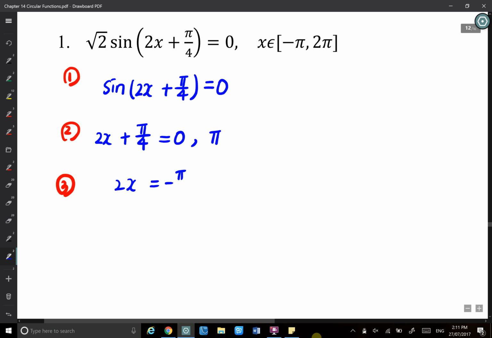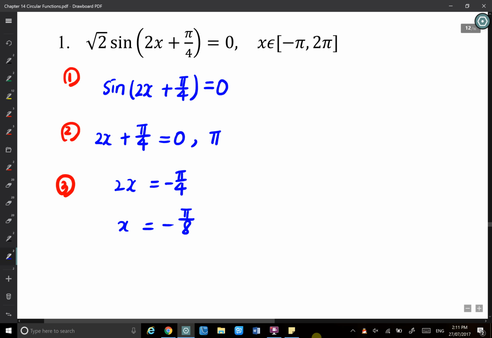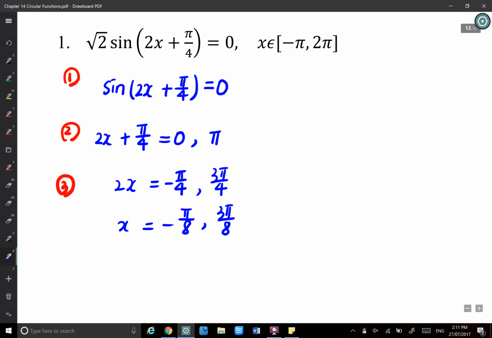2x equals to minus pi on 4, x equals to minus pi on 8. That's for the 0. And for pi, pi minus that is 3 pi on 4, and the next value is 3 pi on 8. You can solve them at the same time, or if you feel it's difficult, you can separate the two equations to solve. 2x plus pi on 4 equals to 0, and 2x plus pi on 4 equals to pi. Solve for x.